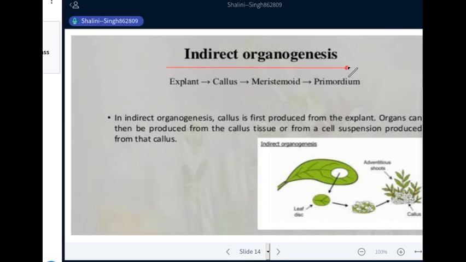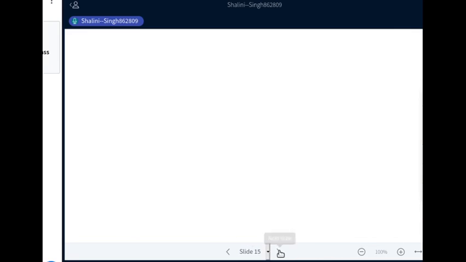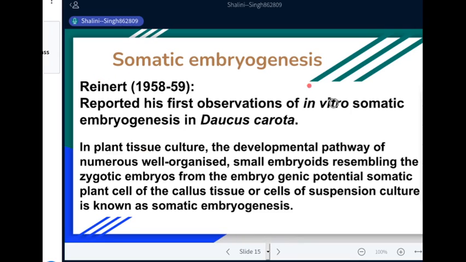In case of indirect organogenesis, there is one more phase added here, and that is the callus phase. So callus is first produced from the explant. Organs can then be produced from this callus tissue or from the cell suspension which is produced from this callus. So if we want to go for cell suspension culture, that can be done from this callus, or adventitious shoots and then roots can be produced via the callus phase, and this procedure is known as indirect organogenesis.